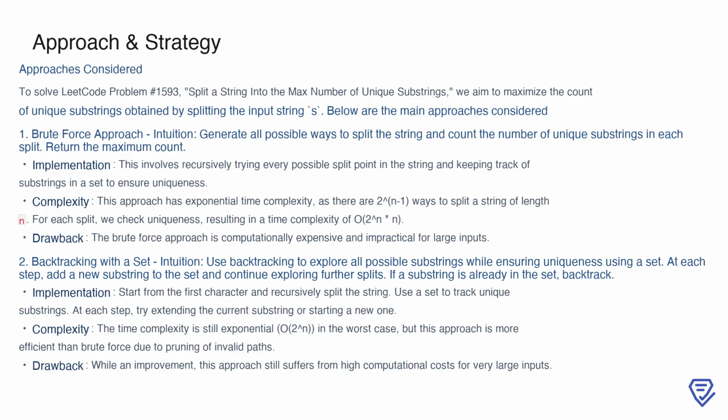Next, we have backtracking with a set, which is a more structured approach. Here, backtracking is used to explore all potential substrings while ensuring uniqueness by maintaining a set. At each step, we can either extend the current substring or start a new one. Although this approach is still exponential in complexity, it introduces pruning by skipping invalid paths, making it more efficient than brute force. However, it still struggles with high computational costs for very large strings, highlighting the need for further optimization.